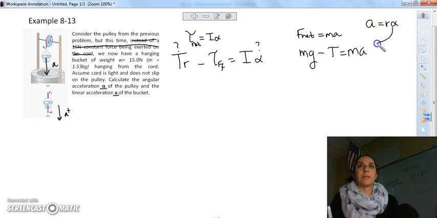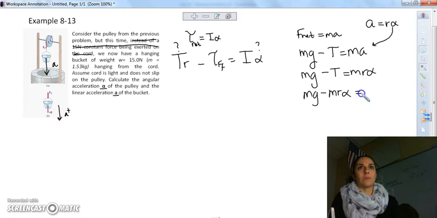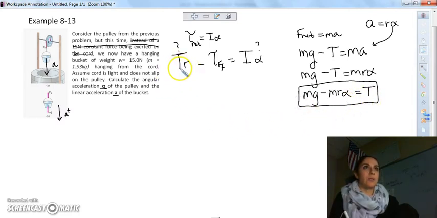So that's what I'm going to do. I'm going to replace that with that here. So I get mg minus T equals mR alpha, just so that we have everything in terms of alpha now. So now that I have this, I can solve for T and plug it in here. So let's do that. This will move over and become positive, and I'll subtract this all, so that will become negative. So I get mg minus mR alpha equals our tension. So I'll just box this so I can find it easier. I'm going to plug that into here like this.